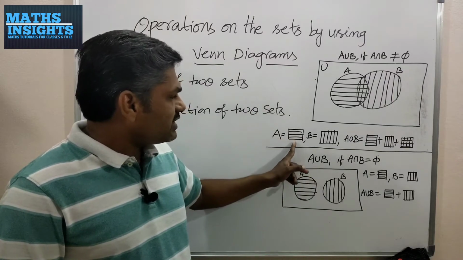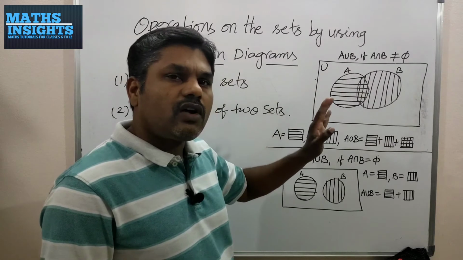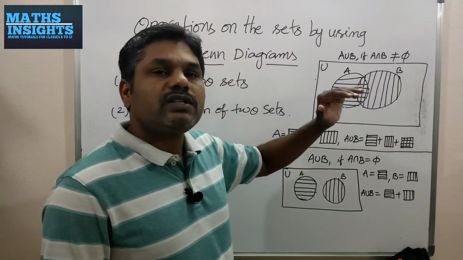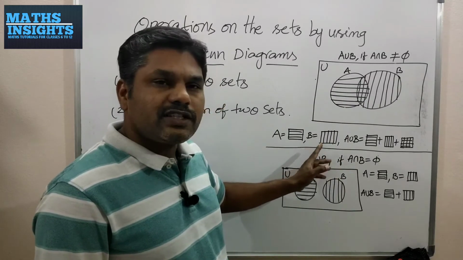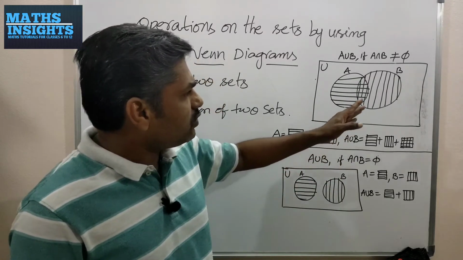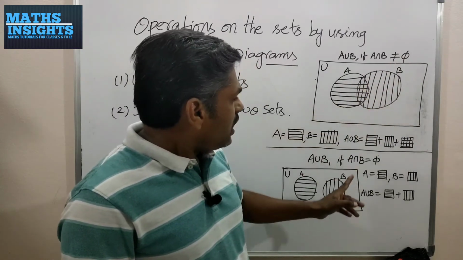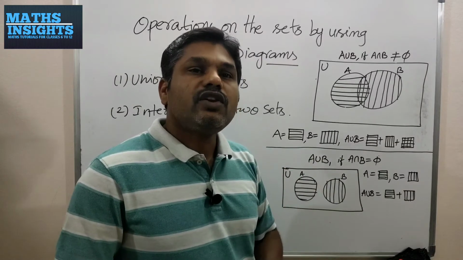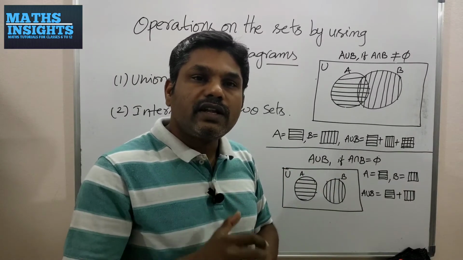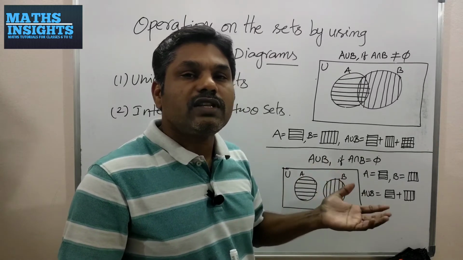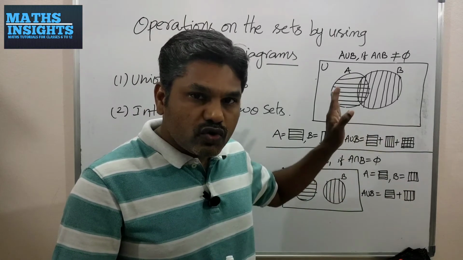The set A is represented as horizontal lines, so you have to draw the horizontal lines throughout the circle A, and also the set B is represented with vertical lines. You have to draw the vertical lines throughout the circle B, and A union B is the area which contains only the elements of A, only the elements of B and the elements of both A and B. You have to show the area.